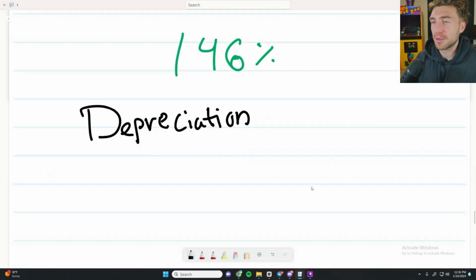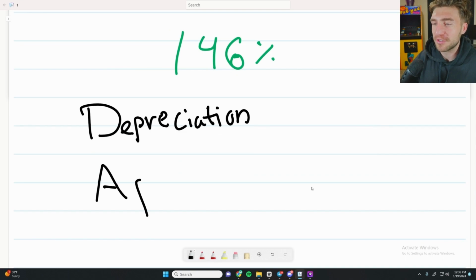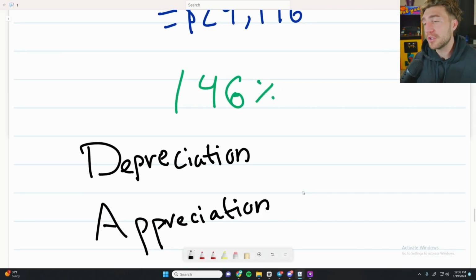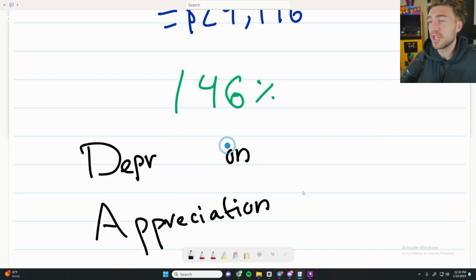Guess what else you're not getting? Depreciation's best friend, appreciation. Because you don't own the property, the new buyer gets those things. So sure, you're making money in the short term and the long term if they keep the loan going, but you're not getting the depreciation and appreciation that comes with real estate. So that's how you calculate a wrap.